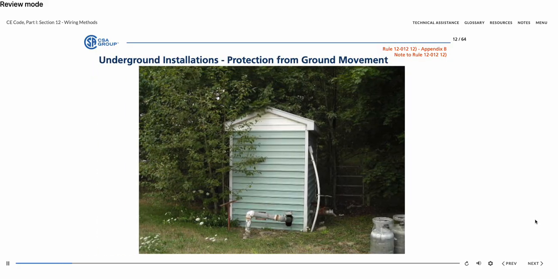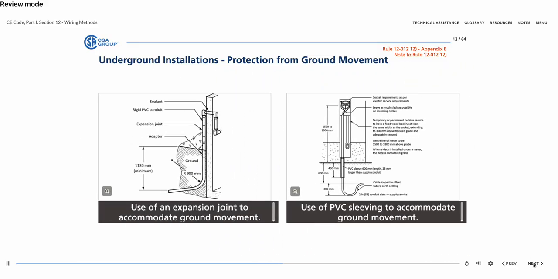Underground raceways and cables must also be protected from movement, settlement, and frost damage. These figures show how to install electric wiring into a building to account for ground movement, specifically by using an expansion joint or PVC sleeving.